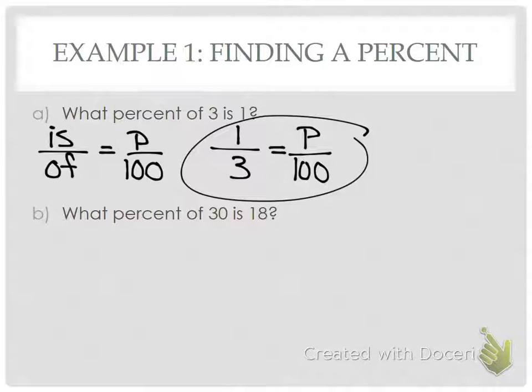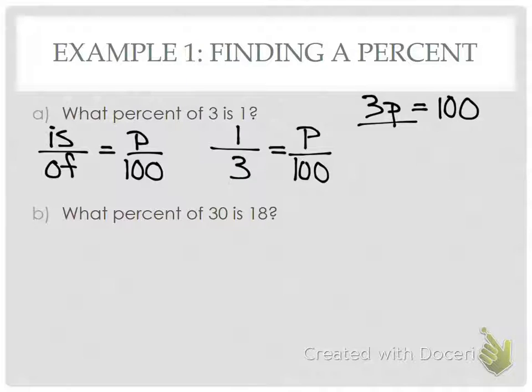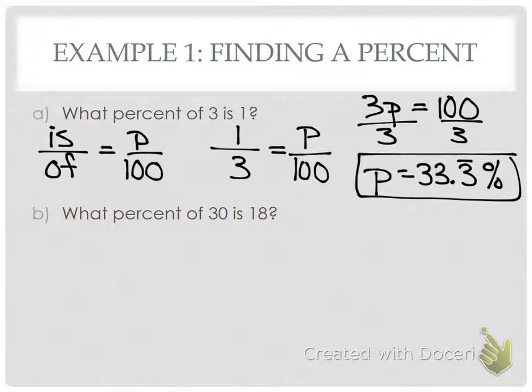Well, last chapter we learned how to solve proportions 3 ways, right? So today we're only going to use one of those ways. We're going to use cross products on all of these. So I get 100 equals 3P. And what do I do to both sides to solve for P? Divide by 3. Now this one's a repeating decimal. That's okay. I just leave it a repeating decimal and I box it in.